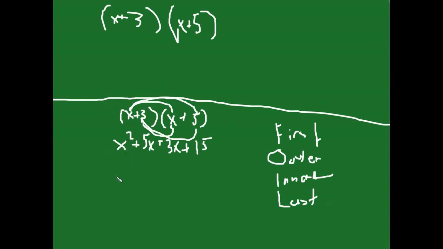Now you want to combine all the like terms, and then we get x squared plus, well, 5x and 3x right here. They're the same thing, so we're going to add 5x plus 3x, which is 8x, plus, and there's nothing similar to 15, so we're just going to add 15 right here. If we factor this back out, we should get something like this.